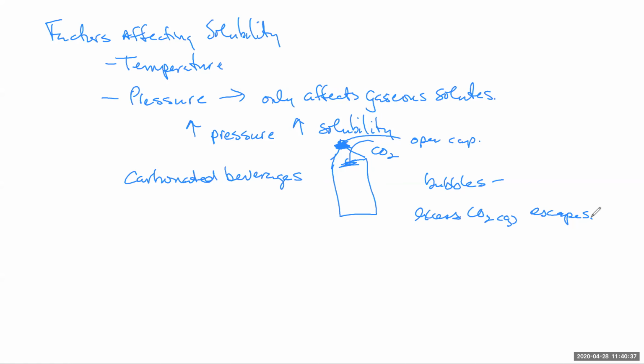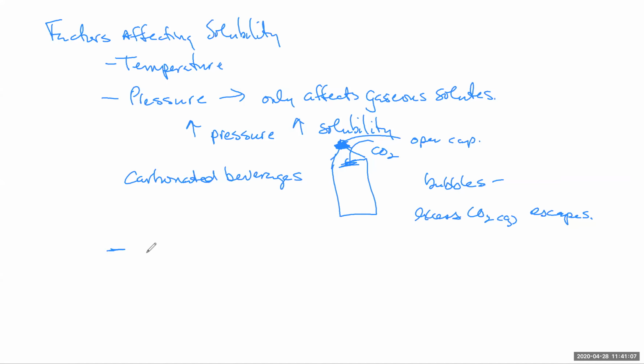And if you open and close that bottle of soda, the excess carbon dioxide will keep coming out until there is no more excess carbon dioxide. At that point, you would say the soda is flat, or it just won't bubble anymore because it's no longer got extra pressure pushing that carbon dioxide in there. You've released all that excess pressure. So pressure will only work on gaseous solutes. It really has no effect on solid and liquid solutes.